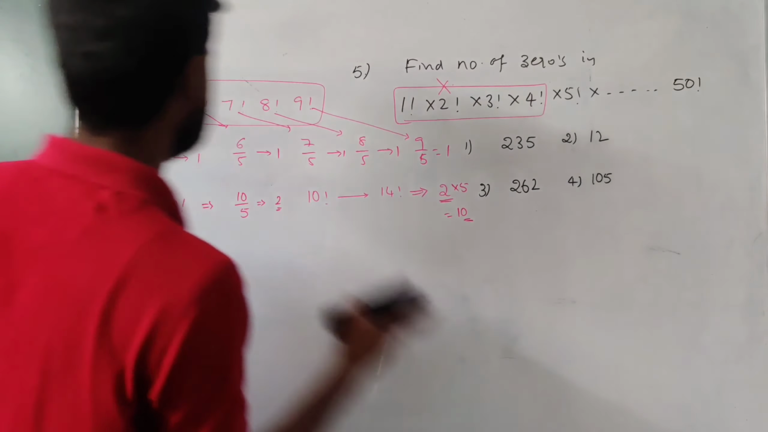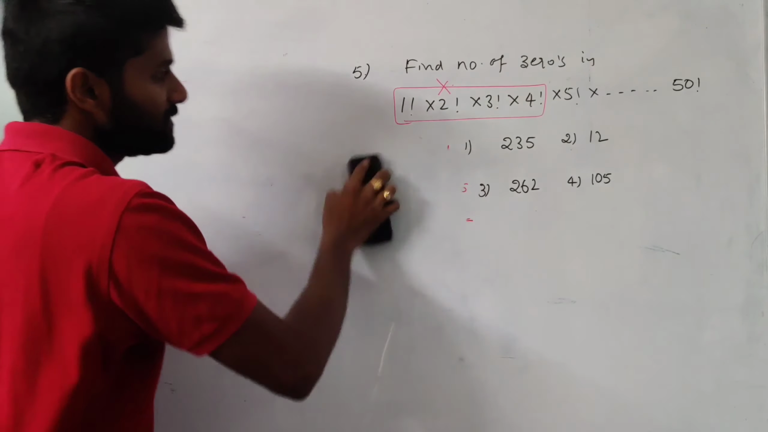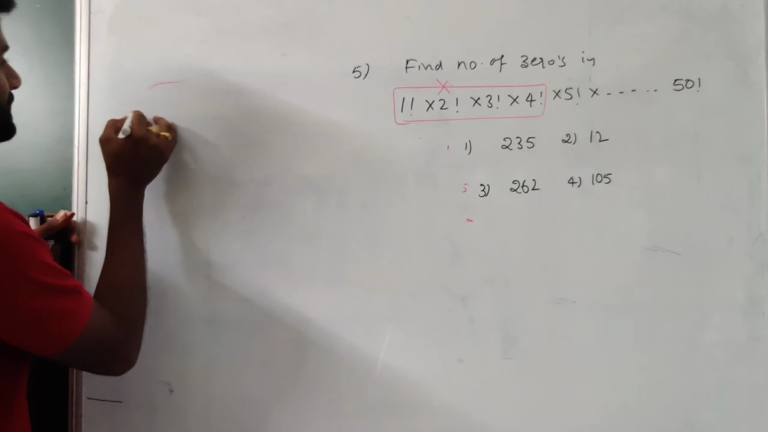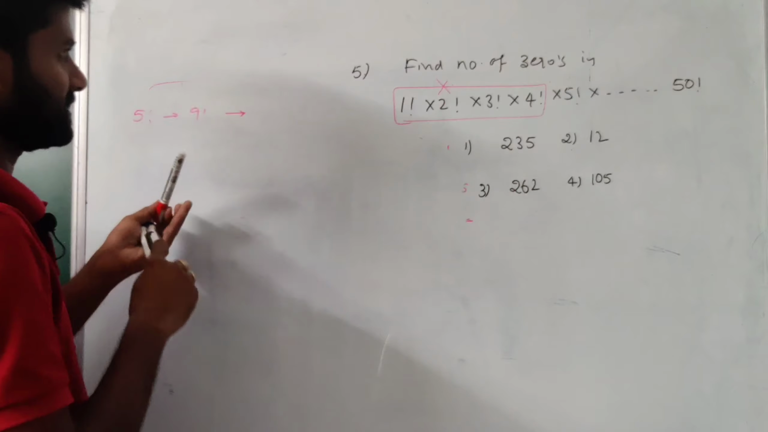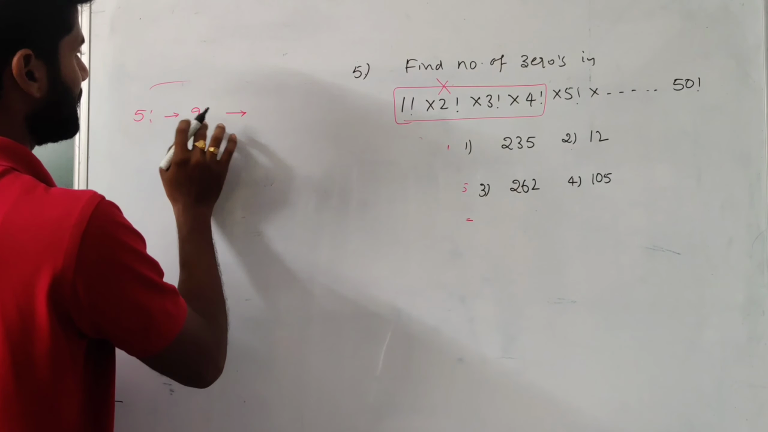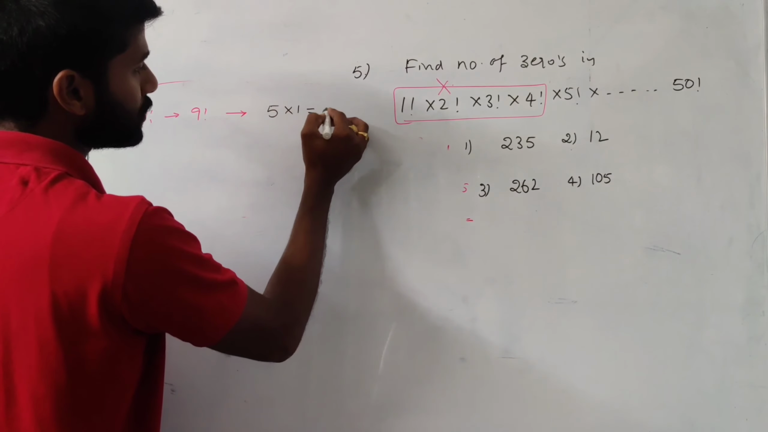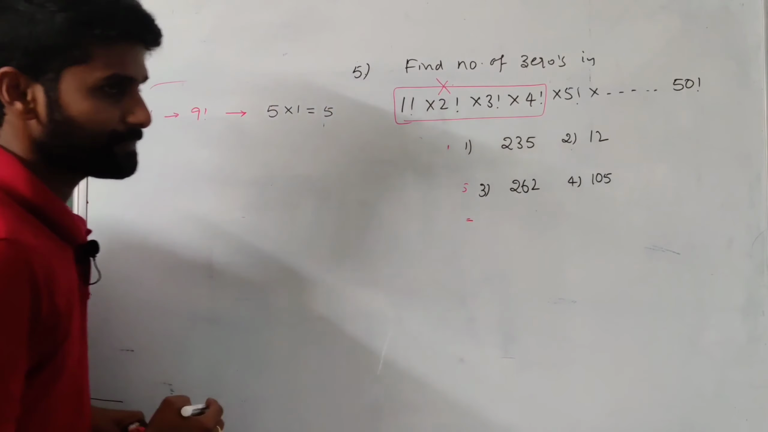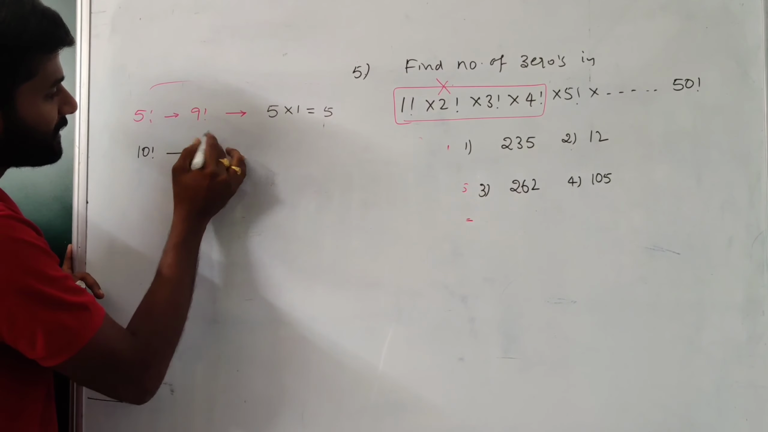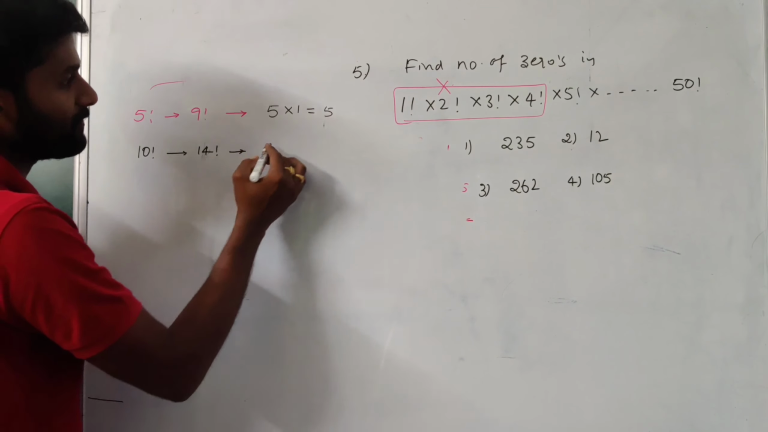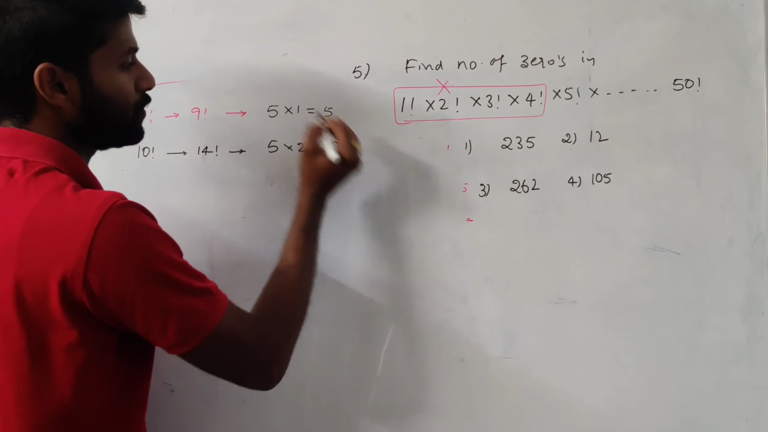So in this way we need to finish these types of questions. First see, I will explain in detail. First, 5 factorial to 9 factorial, the number of zeros. We have 5 numbers, each having 1 zero. The total number of zeros is 5 only. Next one, 10 factorial to 14 factorial. We have 5 numbers. 10 divisible by 5 gives 2 zeros, so 5 2's are 10 only.